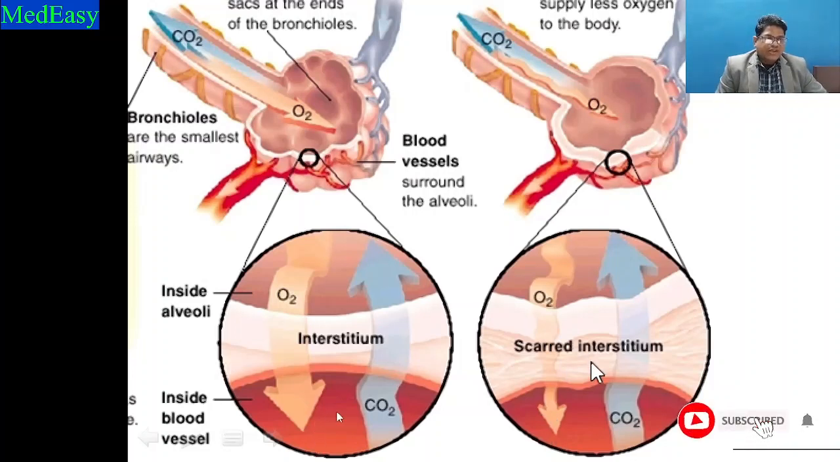But what happens when the interstitium is scarred? Here we can see this interstitium is thickened. All the oxygen coming inside the alveoli is not able to cross this barrier. This is called diffusion limitation, meaning the diffusion of oxygen through this scarred or thickened interstitium is impaired or hampered. Likewise, the same happens with CO2. Here you can see the CO2 is not getting washed out and is not able to cross this thick scarred interstitium. It is causing diffusion limitation of oxygen and CO2.